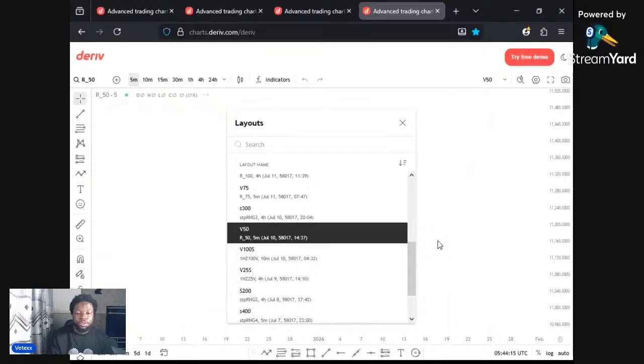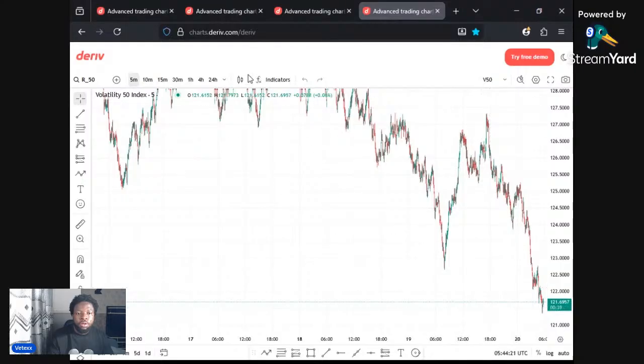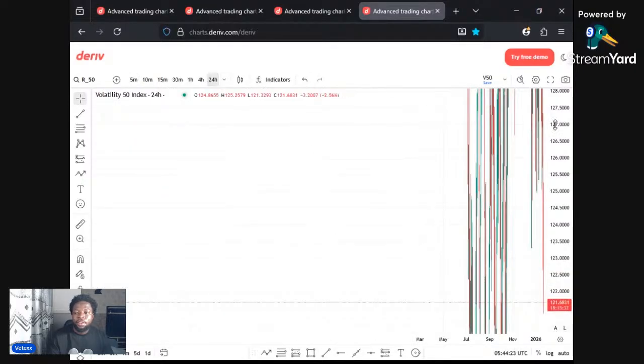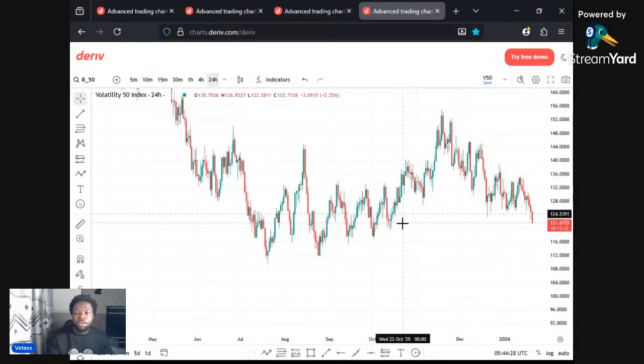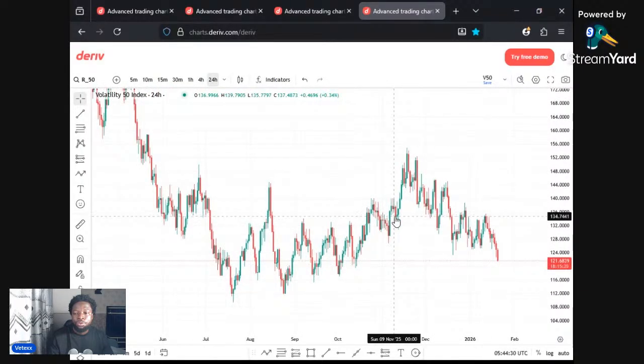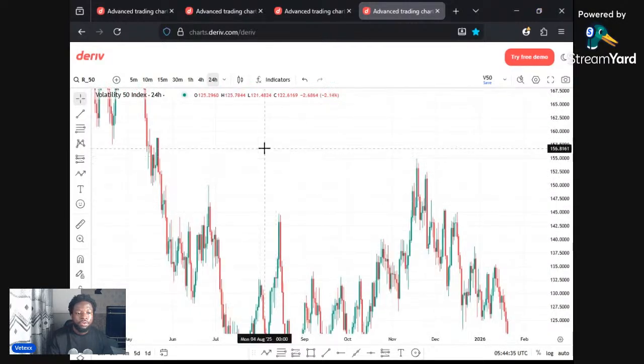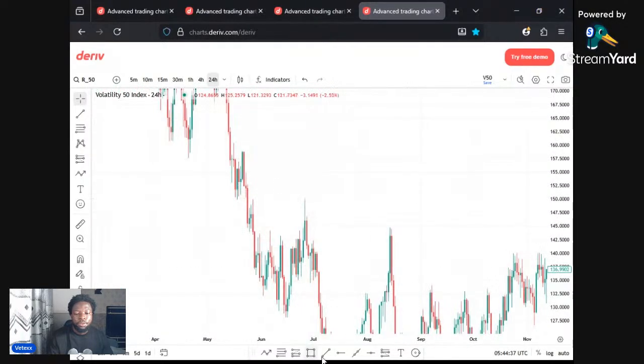Let's see what V50 index has for us today. So starting from the weekly time frame, V50 index is on a heavy bearish move. And what we'll do here is that if you do analysis on the daily time frame, you can easily spot that V50 gave us a sweep of liquidity on the daily time frame here, which is this.